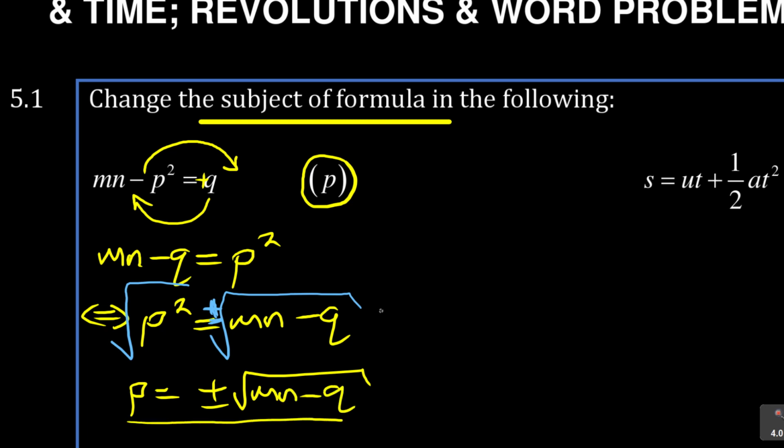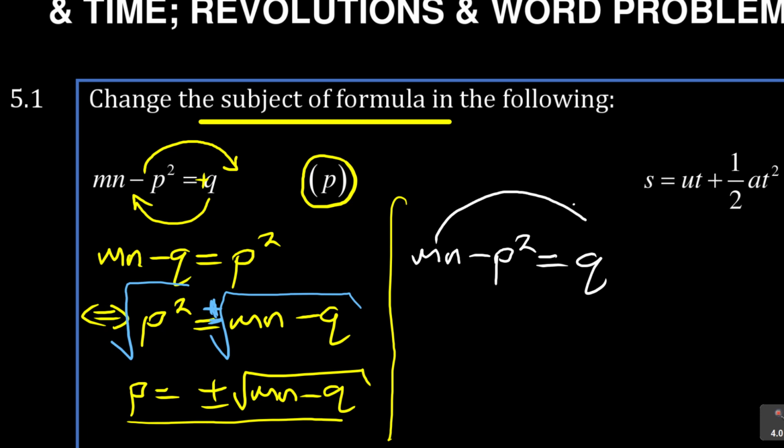That was one way. The second way, you would have argued and say, what if I want to leave P on the other side? I would have had Mn minus P squared is equal to Q. So what I can do, I can take Mn to the other side. So I have minus P squared is equal to Q minus Mn. It was positive, became negative.